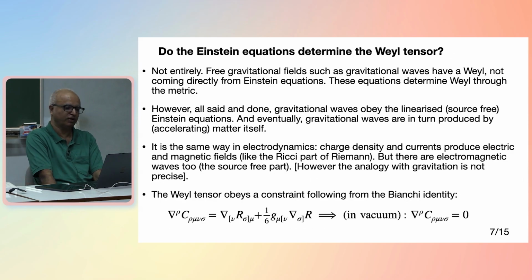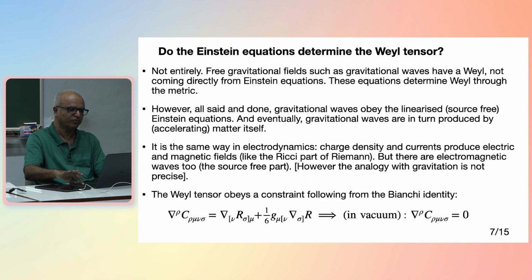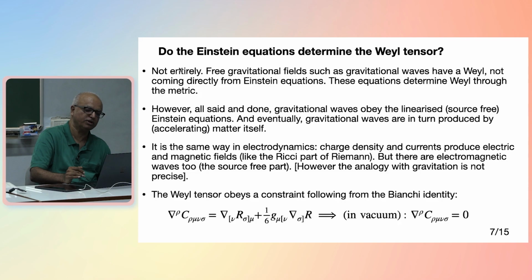Okay, so now this very interesting question. I talked to Rajesh, I think to Parisi also. Do the Einstein equations determine the Weyl tensor? It's a very interesting question. We can discuss it for some time. Because see, through matter, Einstein equations are determining only the Ricci. So when we say gravity is the curvature of space-time, what happened to the other half? So we can debate this. Do Einstein equations determine Weyl?